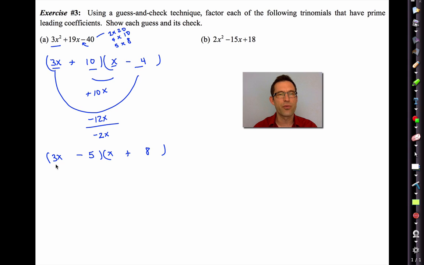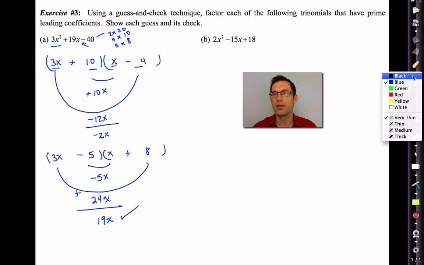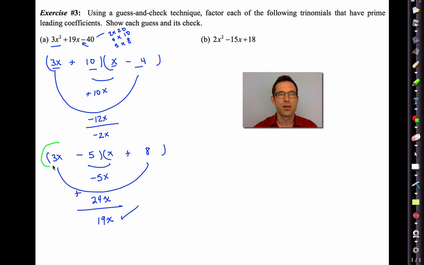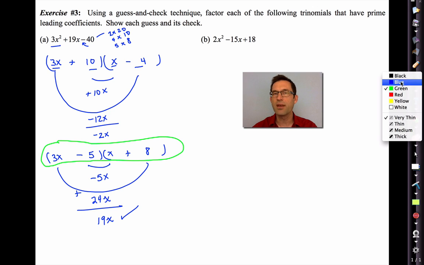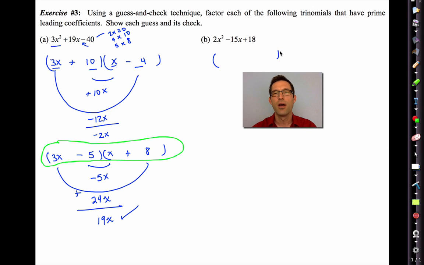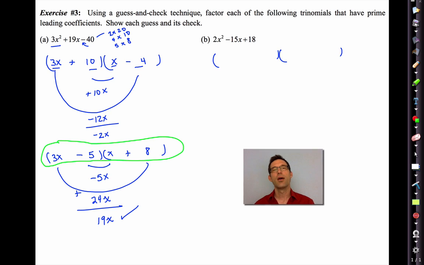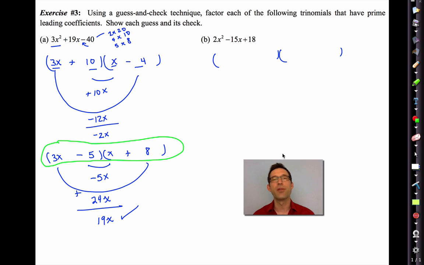And again, it's reasonable. 3x times x is 3x squared. Negative 5 times positive 8 is negative 40. Let's see if it's right. Here I'll get negative 5x. Here I'll get positive 24x. And when I add those together, I get a net positive 19x. And that's exactly what I needed. All right, the key is to try it as many times as you need to until you get it right. How about you pause the video now and you try this one?